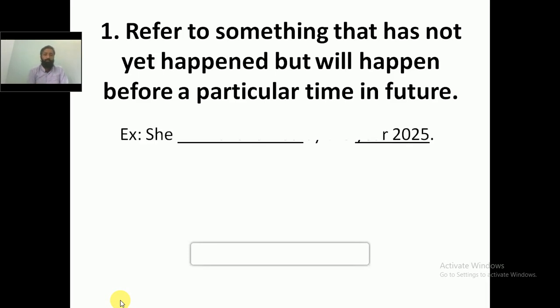Let's see the example here. She will have retired by the year 2025. Let's go back to the usage once again. Refer to something that has not yet happened, which means now she has not yet retired, but that will happen before a particular time. That will happen in future before a definite time, that is 2025.